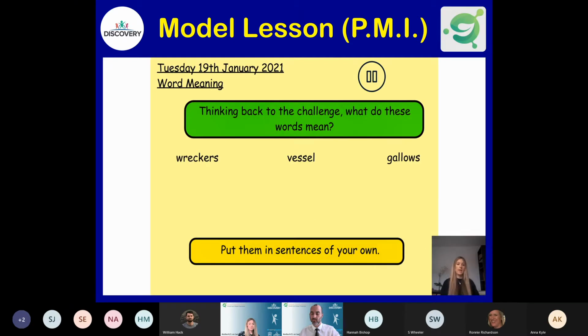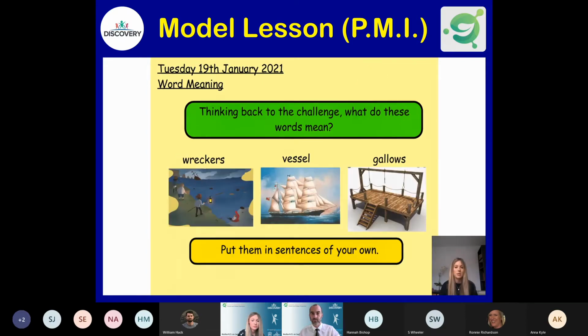So, very quickly before we begin, can you have a think back to these words that were from the challenge yesterday and are from the text? What did these words mean? So we've got wreckers, vessel, gallows. And can you have a go at putting them in sentences of your own? So pause the video now and have a think, what do these words mean?